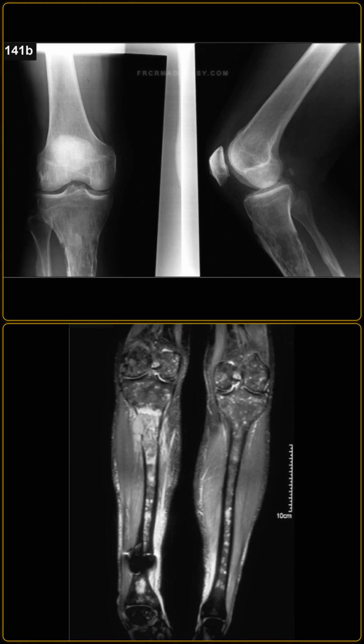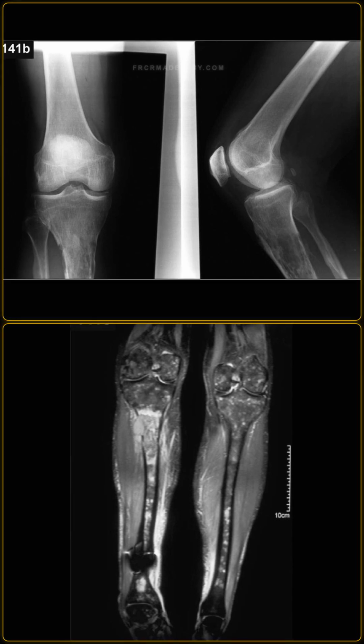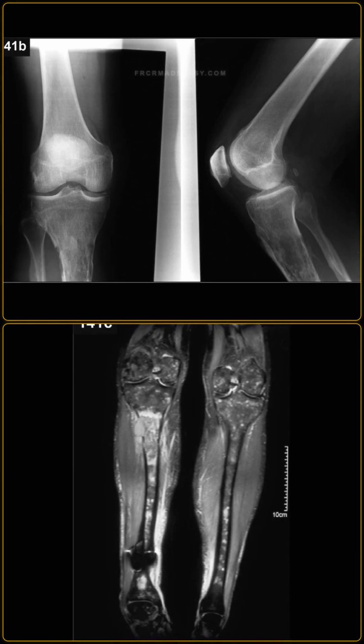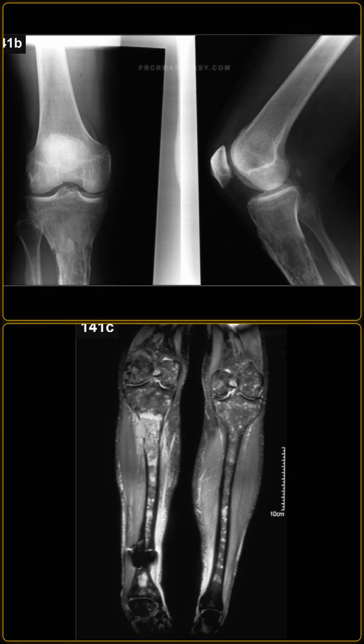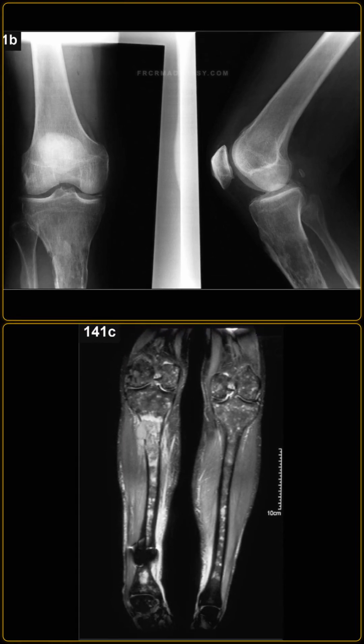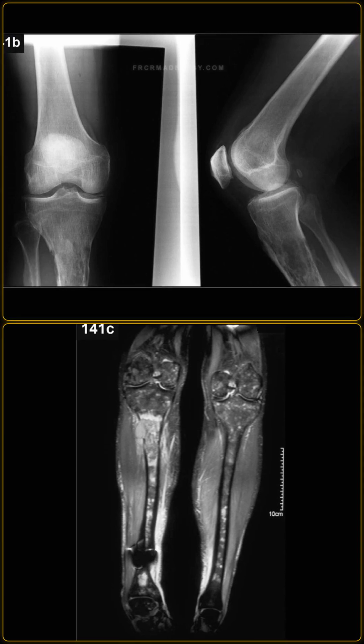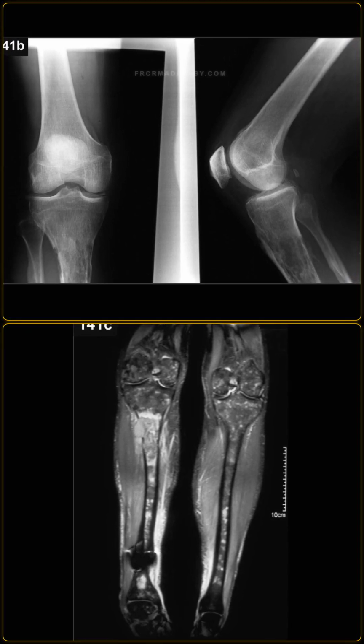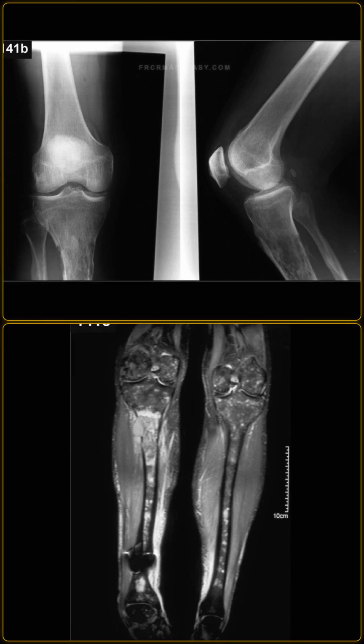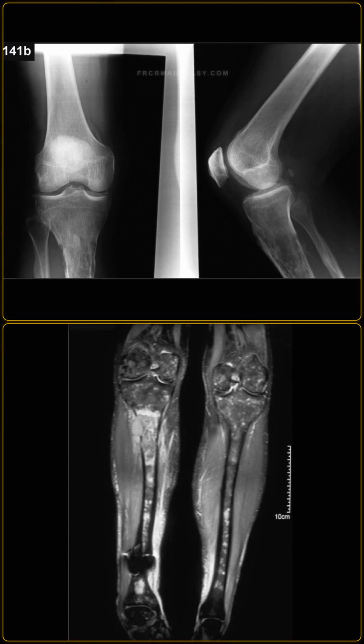In contrast, benign bone lesions show a narrow zone of transition, well-defined geographic margins, intact cortex, and absent or thick benign periosteal reaction. However, infection is a great mimic and can present with highly aggressive features resembling a primary sarcoma.